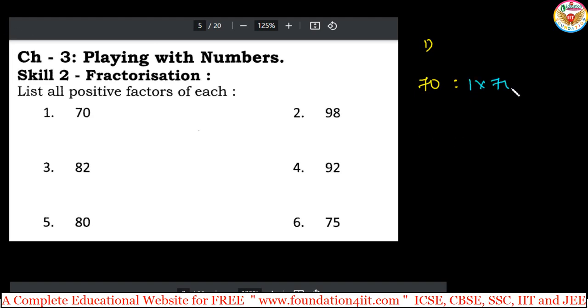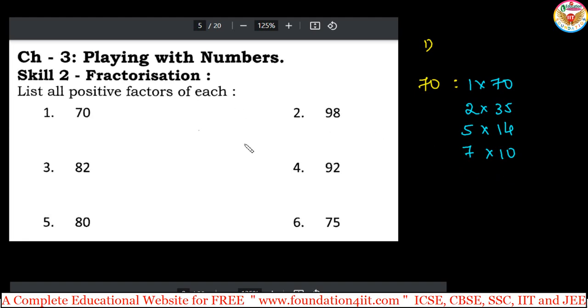1 times 70; 2 times 35. 3 will not go, it's not divisible by 3, not 4. Next 5. Ends with 0 or 5, so it's divisible by 5. If you do the 5 table, 5 times 14 is 70. Next, 6 is not; next the 7 table, 7 times 10. Next 8, 9 will not go. So the 10 table, 10 times 7. So it's repeating, so no need of writing the last one, because 10 times 7 is the same as 7 times 10.